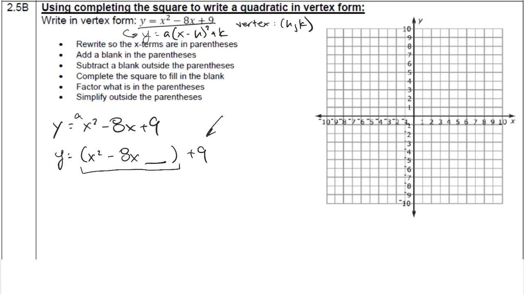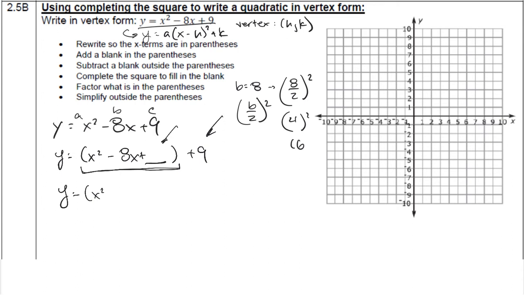Okay, this is a, b, and c. But now we're adding something here. So what I'm going to do is complete the square for what's inside the parentheses. I'm going to add my middle space there. I'm going to have x squared, b is 8, so half of b. To complete the square, I need b over 2, and then I square it. So this is going to be 8 over 2, and I square that. That's going to be 4 squared, which is 16. So x squared minus 8x plus 16.